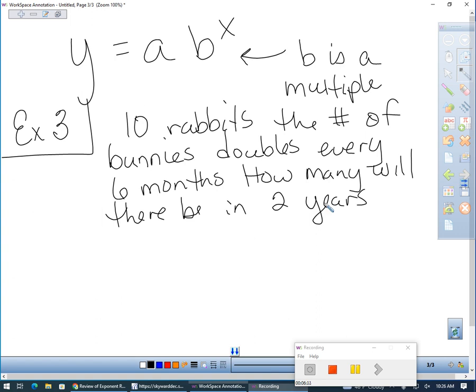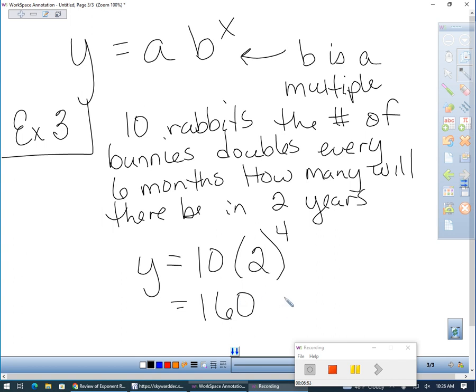So when we plug it into this equation, we have y equals our starting amount, our a value, which is how many we start with, in this case 10. It's going to double, so our b value is our multiple. And then our exponent is the number of times it's going to happen. Happens 4 times, right? Every 6 months for 2 years. So now you just got to plug that in your calculator, or you can do it longhand. 2 to the 4th power is 16. And 16 times 10, 160. So we have 160 cute little rabbits in 2 years.